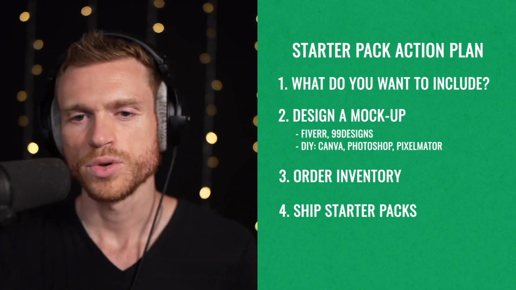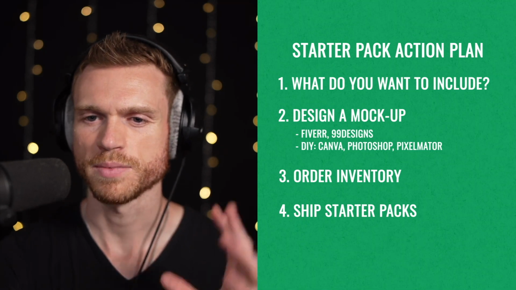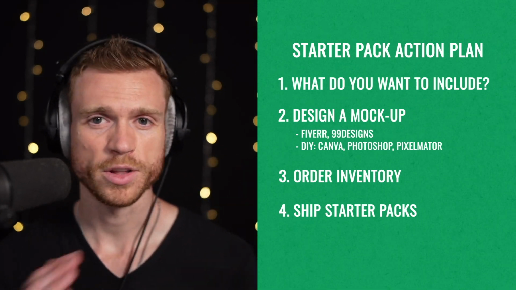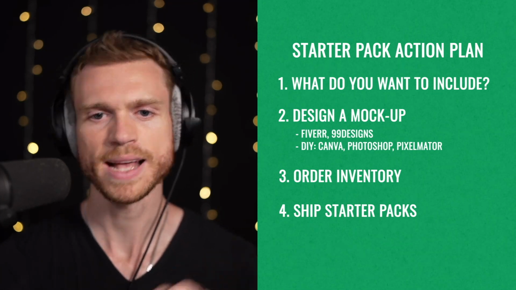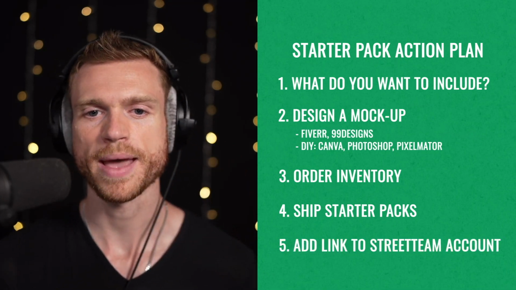When you're doing it yourself, you can do it on a bi-weekly schedule, where you can use a platform like GoShippo.com or another platform just to create the labels and ship these out for you. And once you do that, then the last step really would be to add the link to your starter pack to your Street Team account.